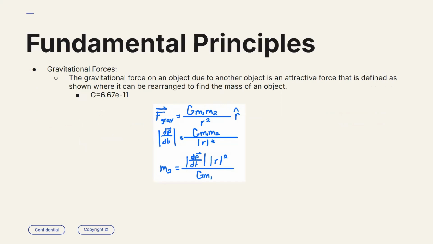Another fundamental principle that is needed is the gravitational force principle. The gravitational force of an object due to another object is an attractive force, defined as shown, and it can be rearranged to find the mass of an object. So gravity equals G m1 m2 divided by r squared times r hat, where G is defined as 6.67 times 10 to the negative 11th. This can be rearranged to give us the mass of the second object, which equals the absolute value of delta p over delta t, times the absolute value of r squared, divided by G m1.